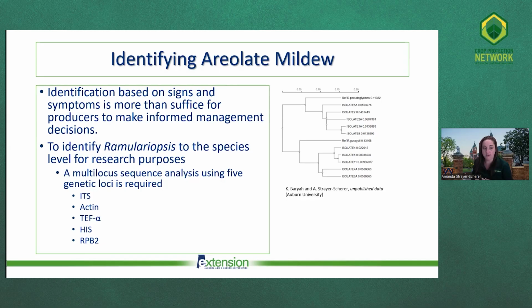And what she's found is that ITS alone is really not, so that internal transcribed spacer that's commonly used in fungal identification, is really not sufficient on its own to differentiate between gossypii and pseudoglycines for all isolates. So we started to take a multi-locus sequence analysis approach, or MLSA for short, where we found that really 5 genetic loci are required. So in addition to ITS, we also look at actin, the translation elongation factor 1 alpha, histone H3, and RNA polymerase 2, the second largest subunit, so that RPB2.